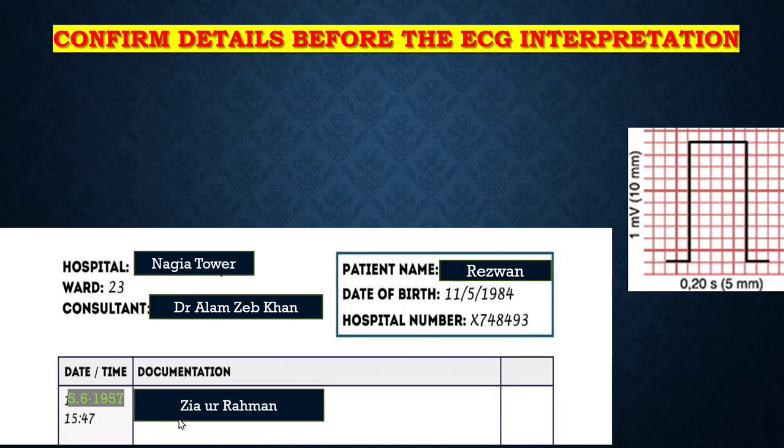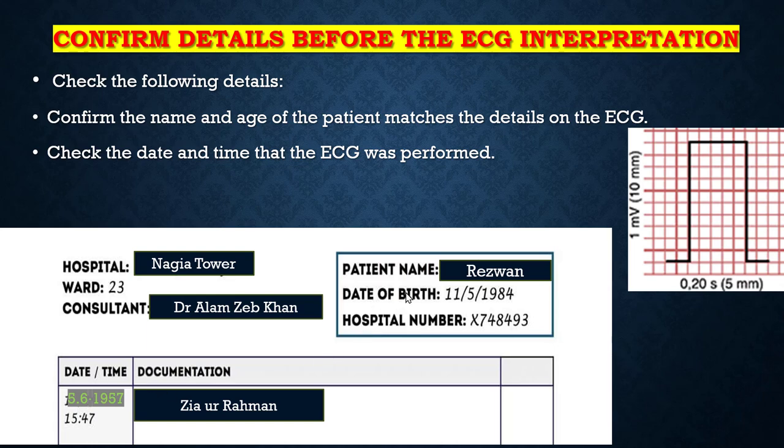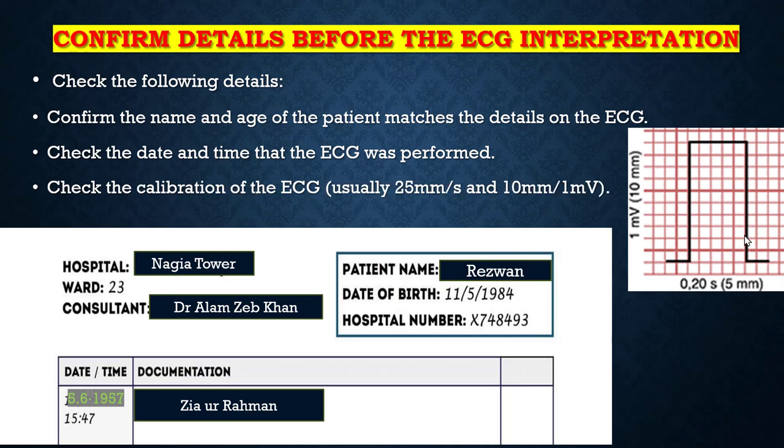Confirm details before ECG interpretation. Check the following details. Confirm the name and age of the patient and match the details of the ECG. Check the date and time that the ECG was performed. And check the calibration of the ECG, usually 25 millimeters per second and 10 millimeters per 1 millivolt. This is the calibration which is present at the beginning of the ECG.